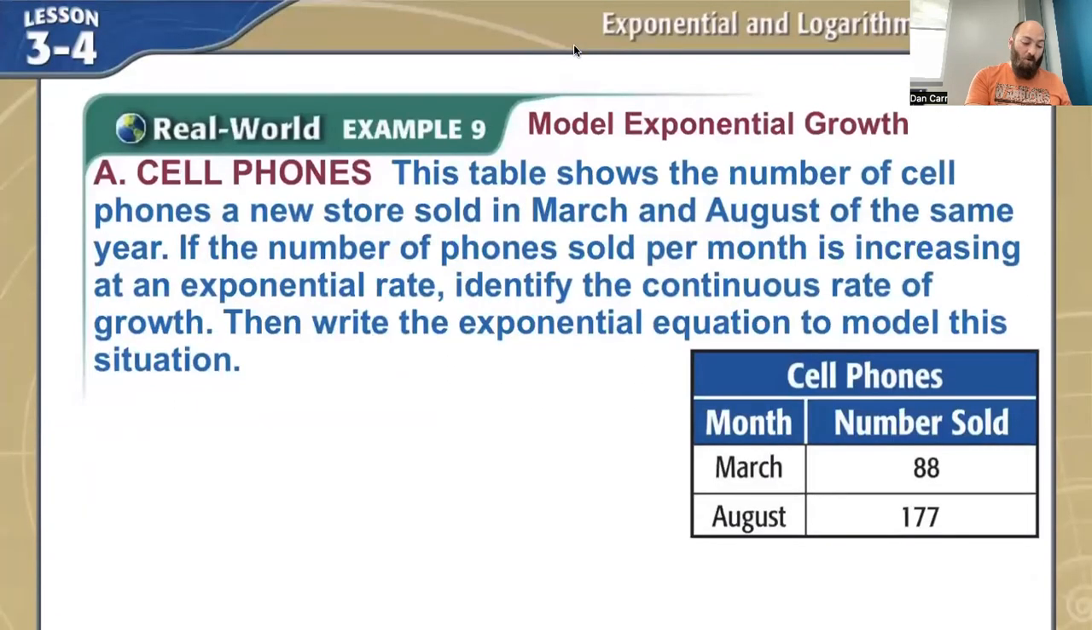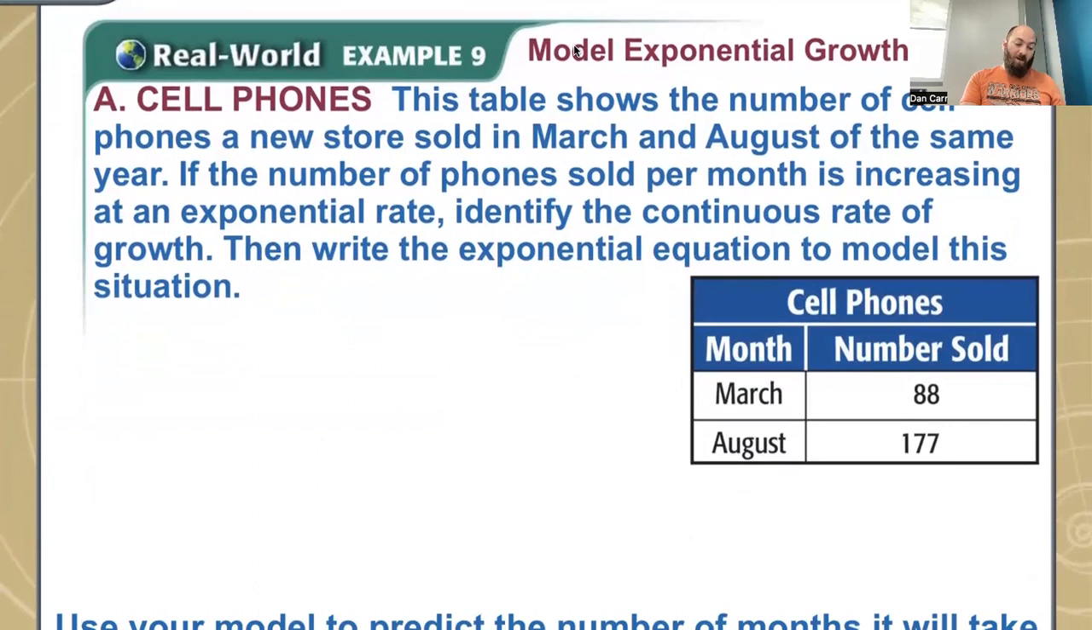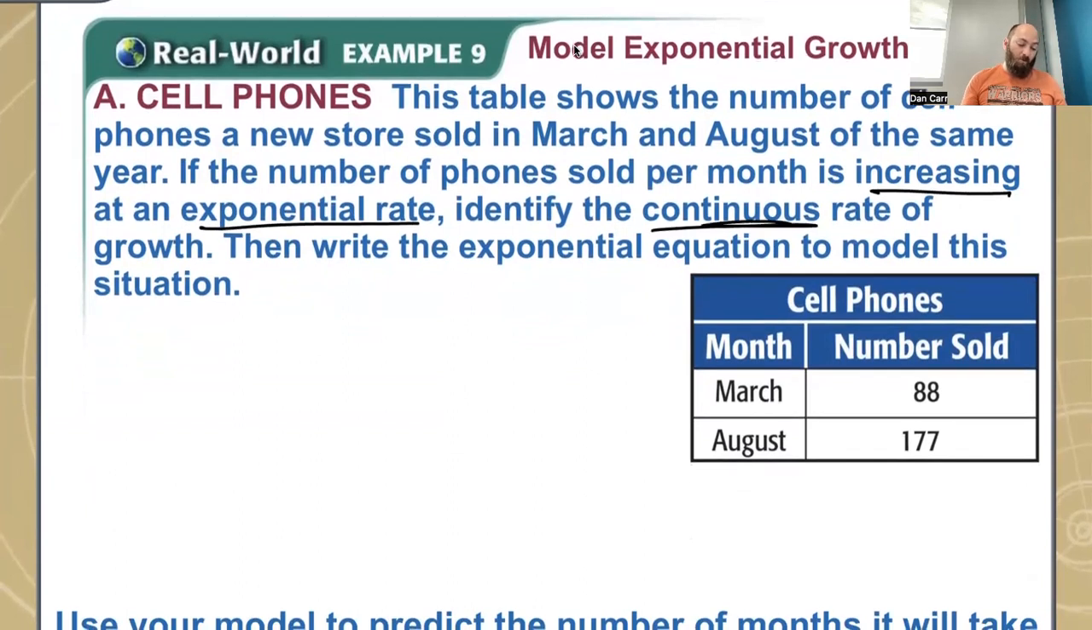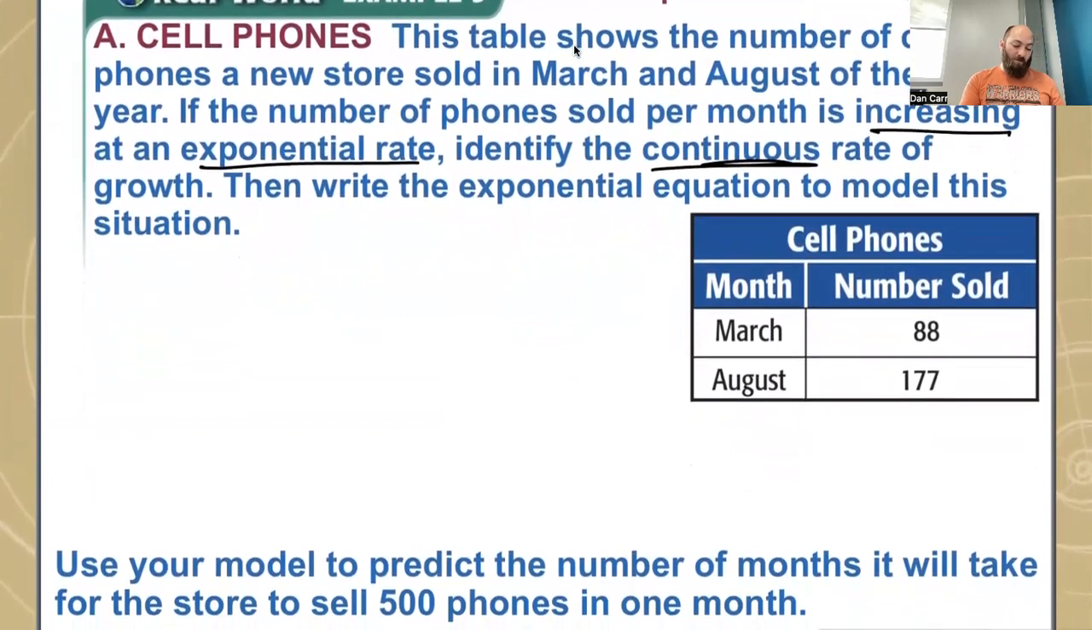All right, last example we'll go over. This table shows the number of cell phones a store sold in March and August of the same year. If the number of phones sold per month is increasing at an exponential rate, identify the continuous rate of growth. Then write the exponential equation to model this situation.